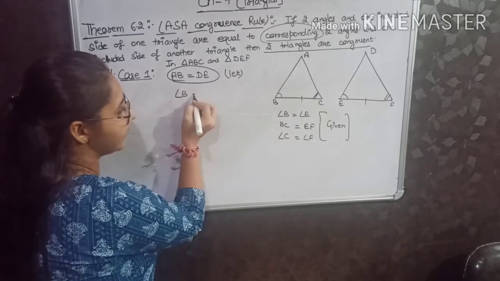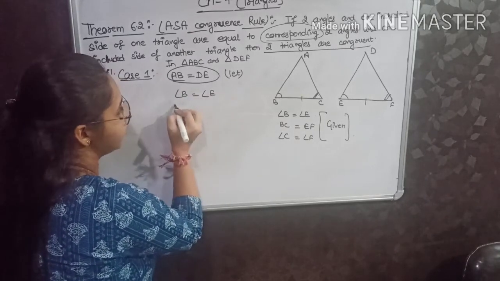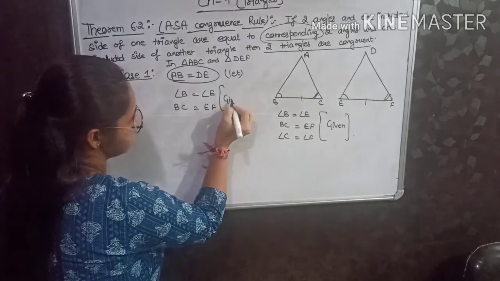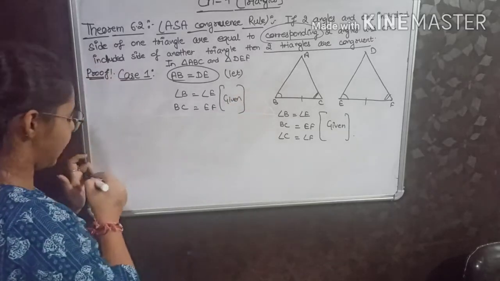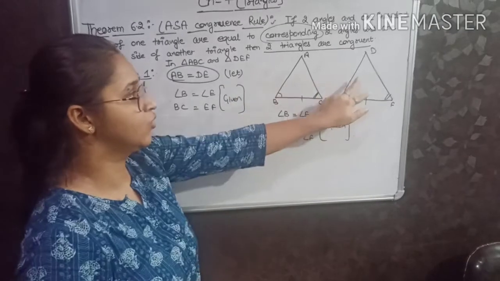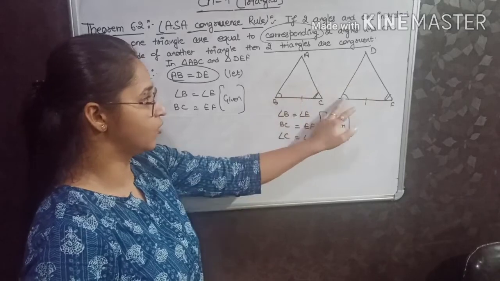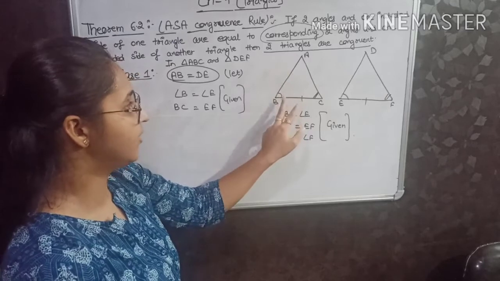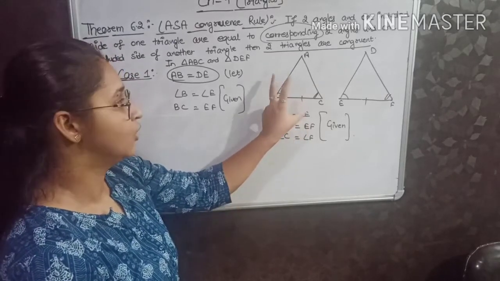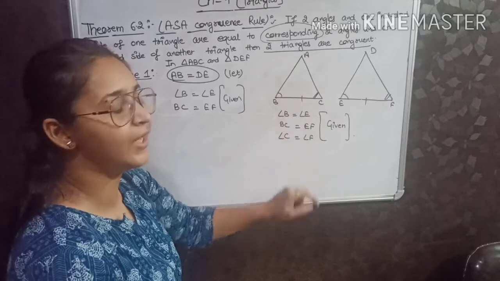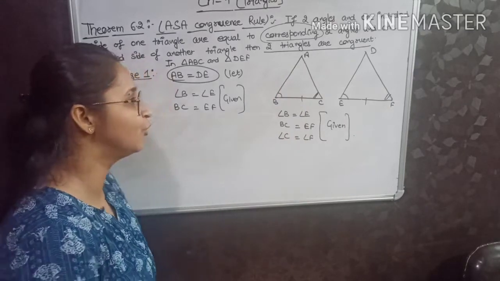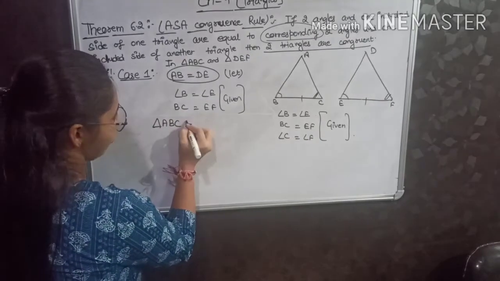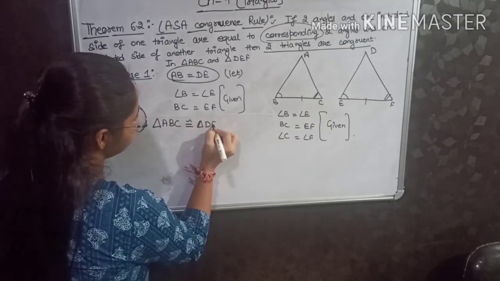Angle B is equal to angle E, it is given. And BC is equal to EF, it is already given. Now see what I am doing. I am taking this side equal to this side, this angle equal to this angle, and this side equal to this side. Two sides and one included angle. So by the SAS rule, you can say triangle ABC is congruent to triangle DEF.